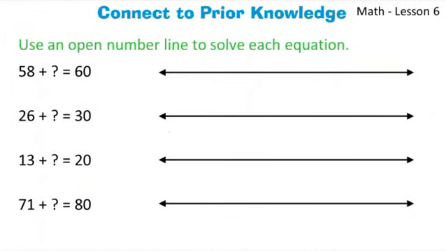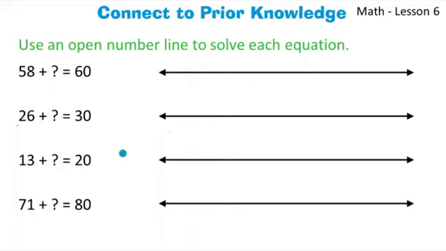We want to connect to our prior knowledge. We have number lines, and here it says use an open number line to solve each equation. I want you to take a look at all of these equations. So we have 58 plus a number is equal to 60, 26 plus a number is equal to 30, 13 plus a number is equal to 20, 71 plus a number is equal to 80.